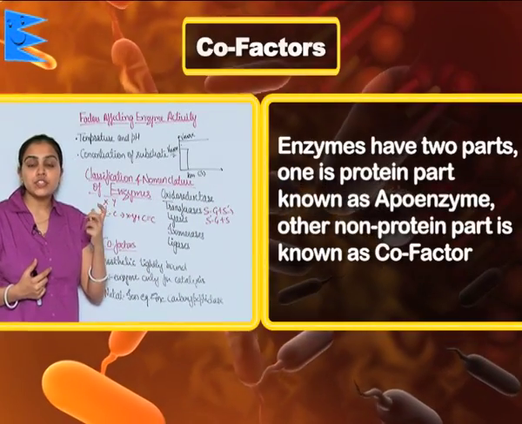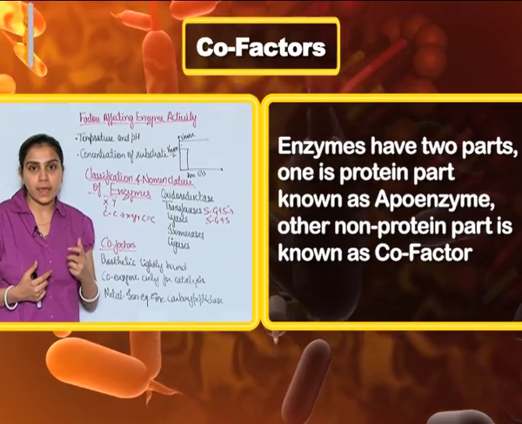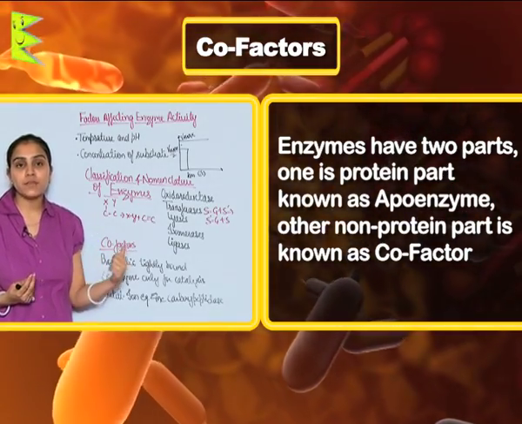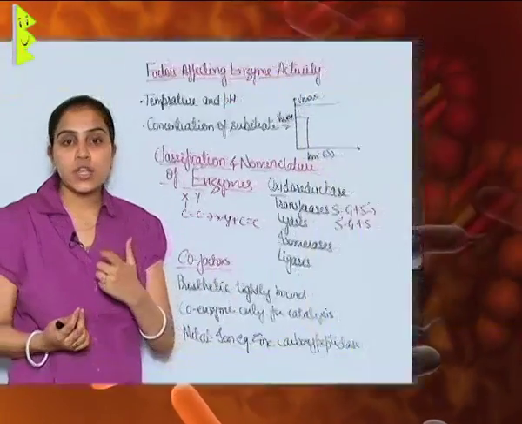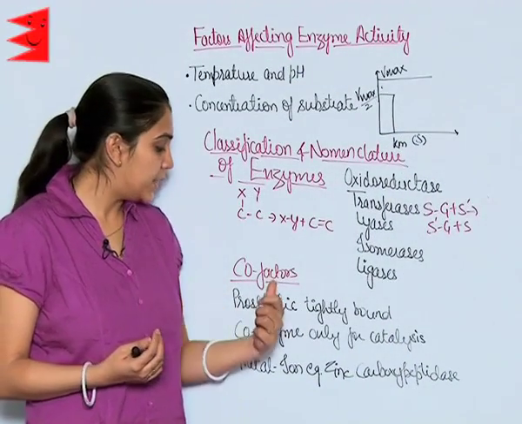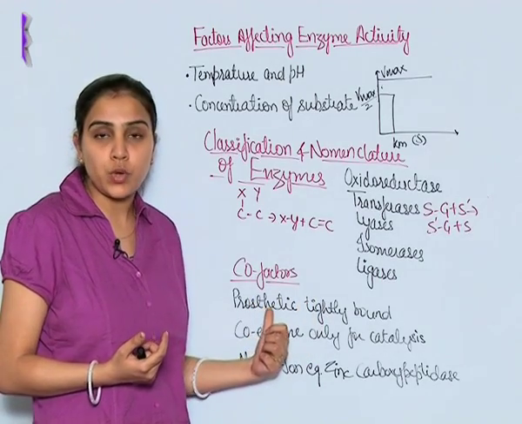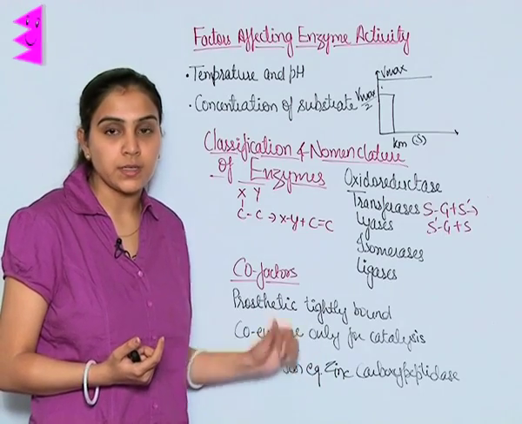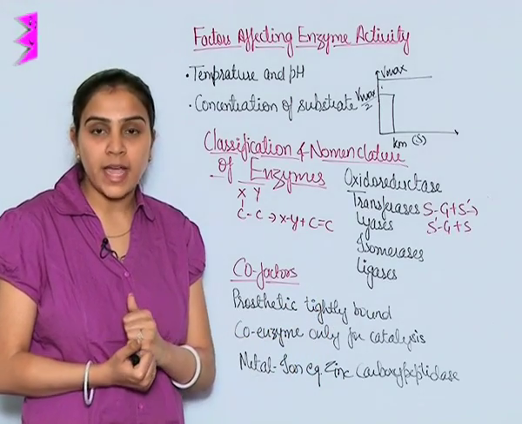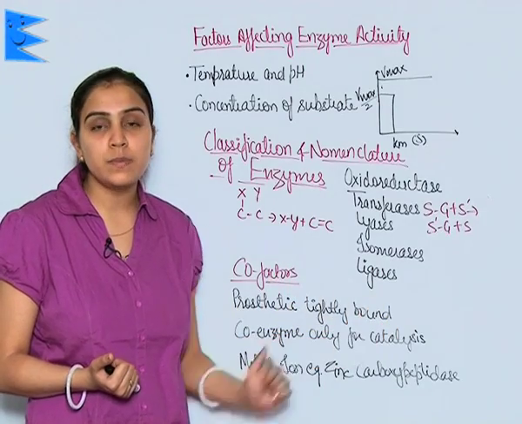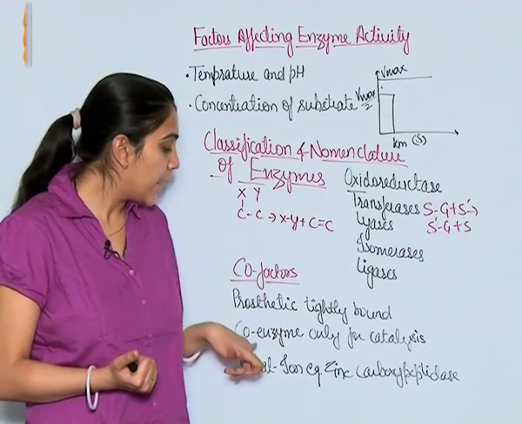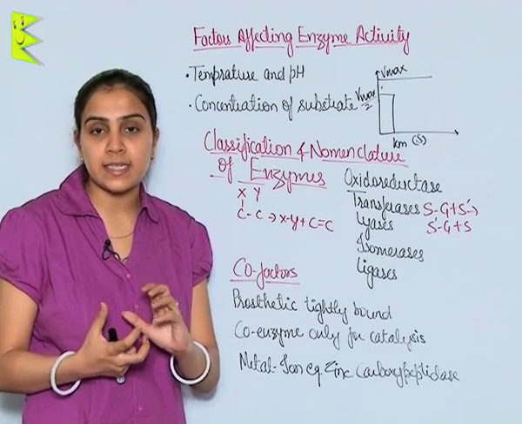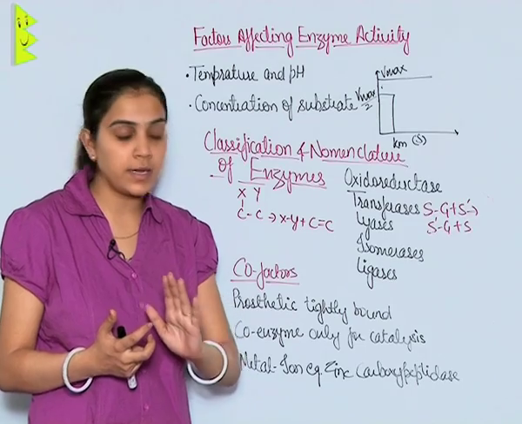Cofactors. The proteinaceous part of the enzyme is known as the apoenzyme. Apart from the proteinaceous part, enzymes may have three kinds of cofactors which are required for their activity. These are prosthetic cofactor, coenzyme cofactor and metal ion cofactor. Prosthetic cofactors are tightly bound and are responsible for the enzymatic activity. A coenzyme is bound only during the time of catalysis and later on it is dissociated.